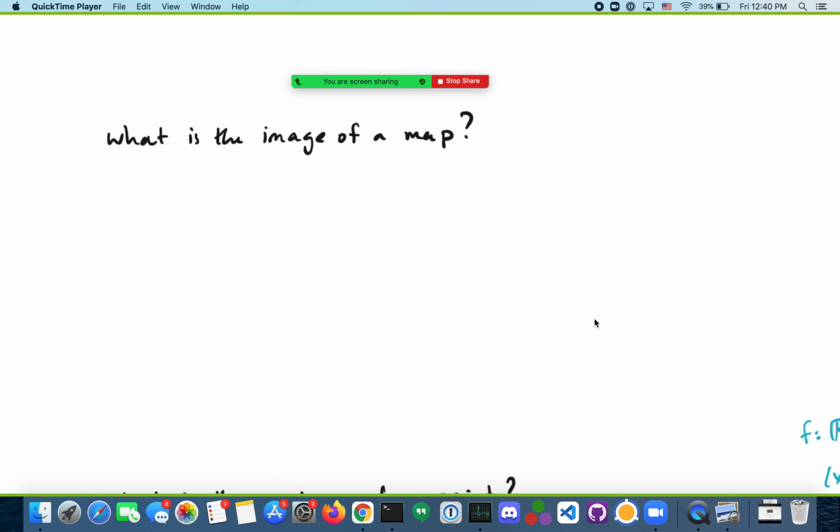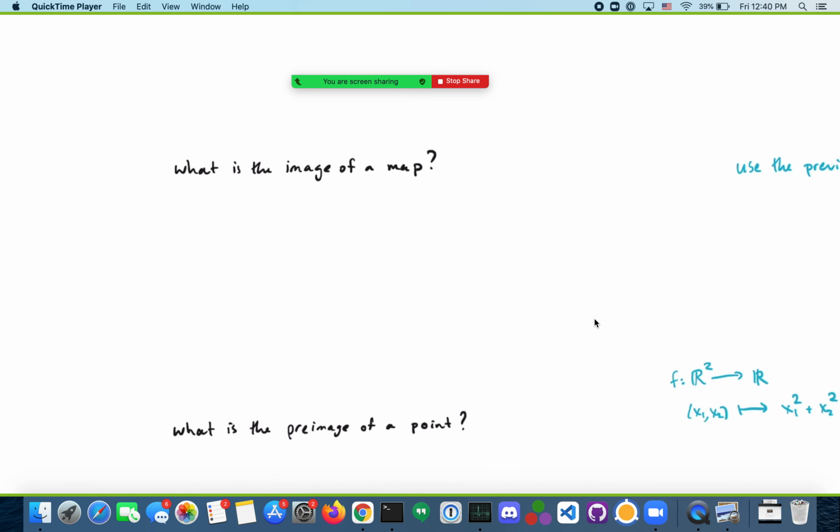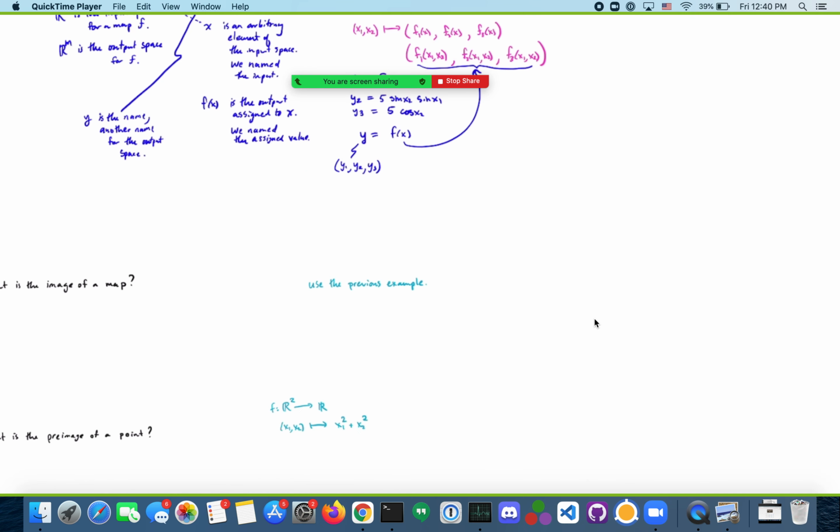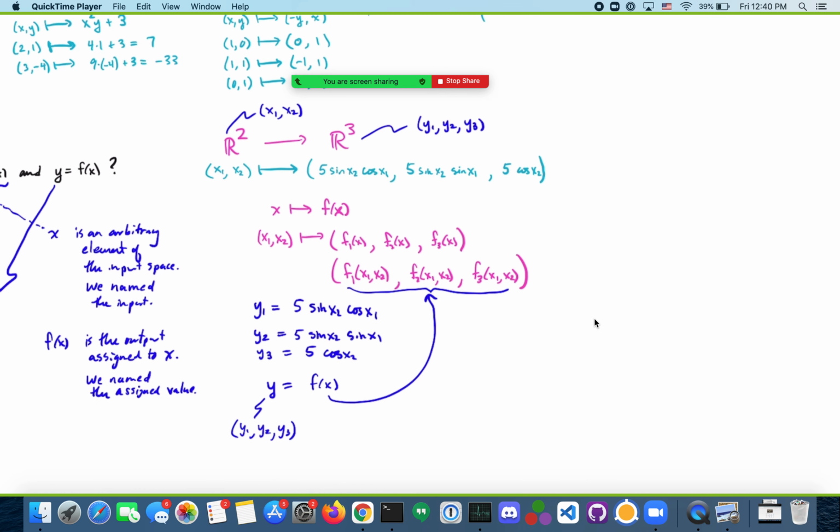What is the image of a map? Okay, use the previous example. So let's look at the previous example. Here it is. This map goes from R2 to R3. The image is the set of all the points in here. And so actually, we will learn this in problem 1. The image of this map will be a sphere. The image is a sphere of radius 5.